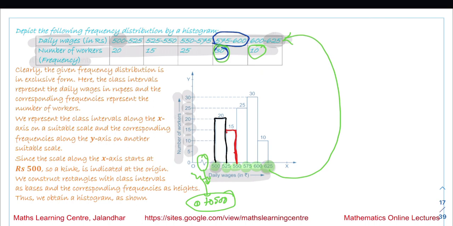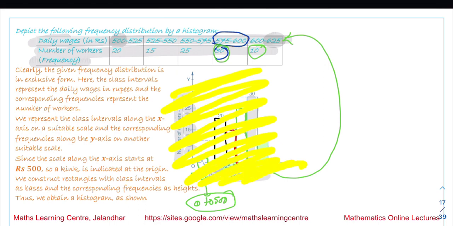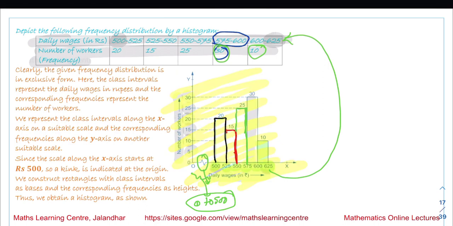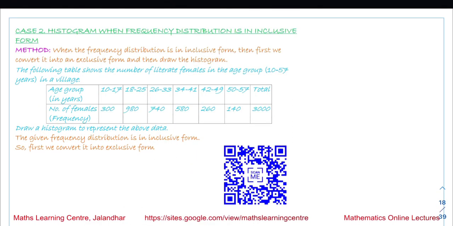Next, between 550 and 575 there are 25 workers, so we have drawn this box. In this way we have drawn the next two boxes also. Boxes, or you can say rectangles, we have drawn over here. And this whole graph is the histogram corresponding to the given frequency distribution.